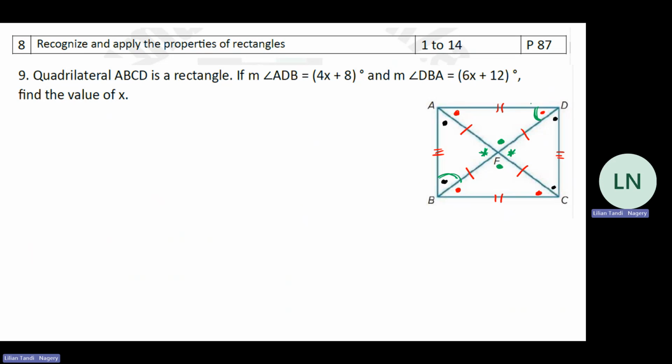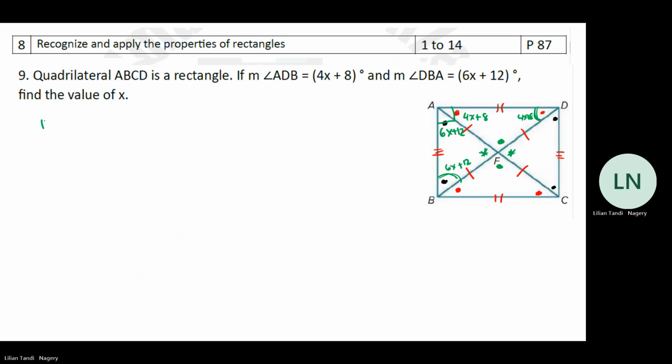Very good. Now, whatever I write here, I should also write here. So ADB is 4x plus 8, and we know that this angle is the same as that angle. We also know that this black angle is the same as that black angle there. This black angle here, DBA, is 6x plus 12, meaning this should also be 6x plus 12. But we know these two angles should add up to 90.